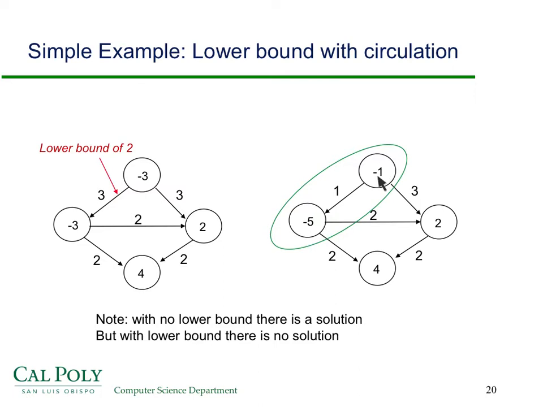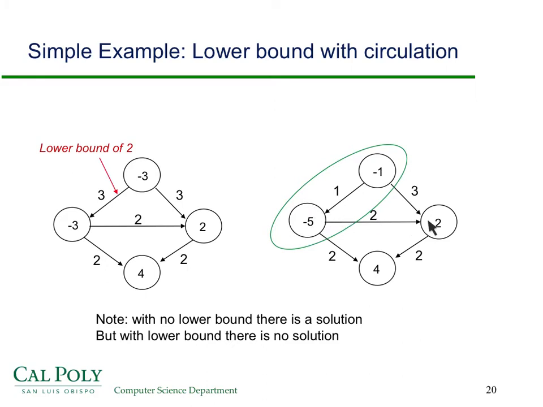This demand becomes minus 1 now. So there's only a supply of 1 here. And now we have a supply of 5 here because effectively we've said we had to ship 2 of the supply down here to satisfy the lower bound. But once we've done that, we've got a little problem because now we've got 5 units here.